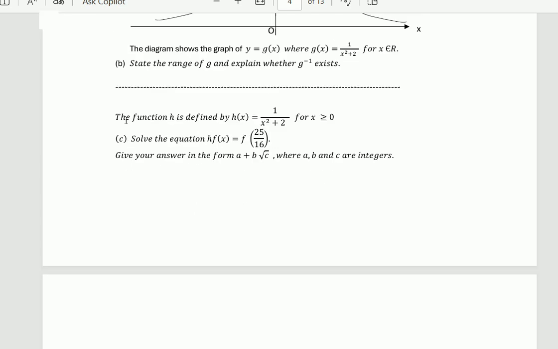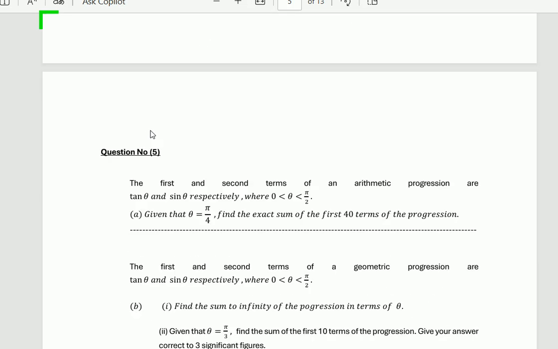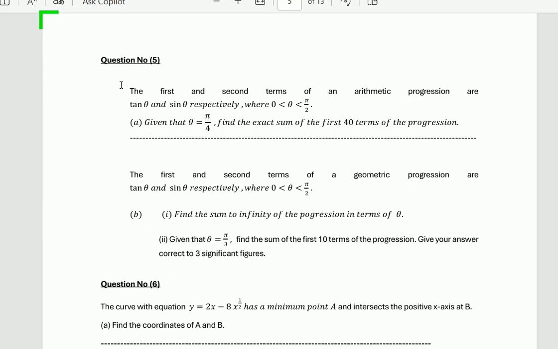Now for part C, the function h is defined by h of x equals 1 over x square plus 2 for x greater than or equal to 2. Solve the equation hf of x equals f of 25 over 16. Give your answer in the form a plus b under root c, where a, b, and c are constants.